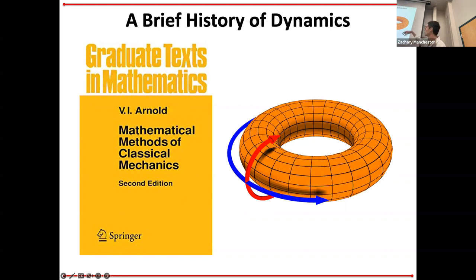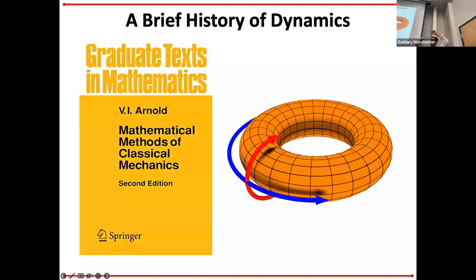But yeah, this stuff's super cool and super pretty. Basically, does anyone know what this thing is? It's a torus, a two torus. So it turns out that is the configuration space for a double pendulum.